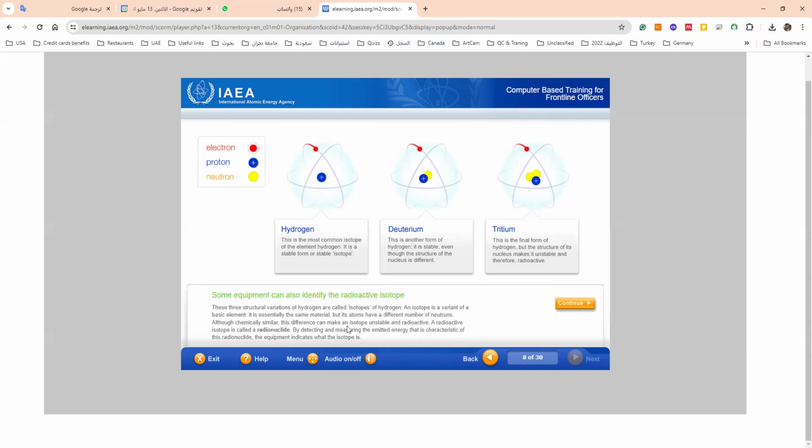An isotope is a variant of a basic element, essentially the same material, but the atoms have a different number of neutrons. Although chemically similar, this difference can make an isotope unstable or radioactive. A radioactive isotope is called a radionuclide. By detecting and measuring the emitted energy that characterizes this radionuclide, the equipment indicates what the isotope is.